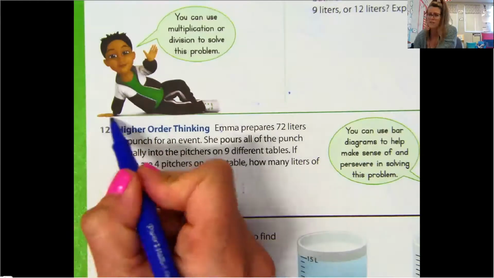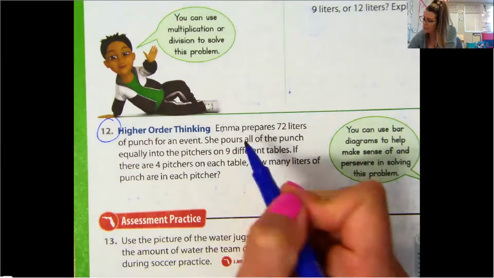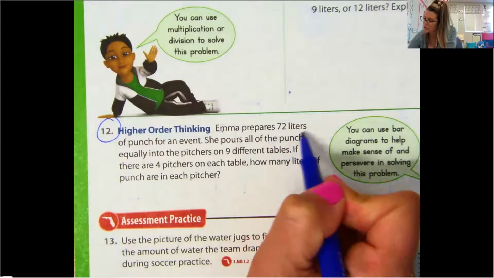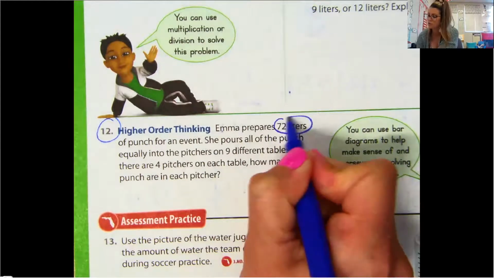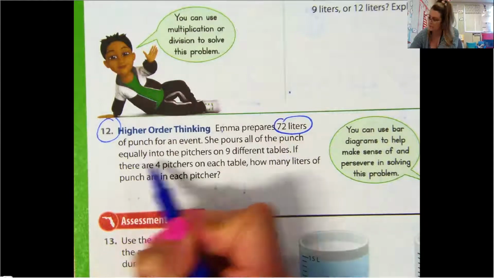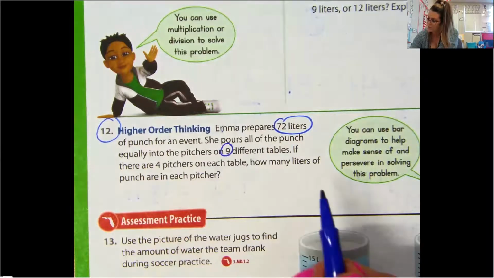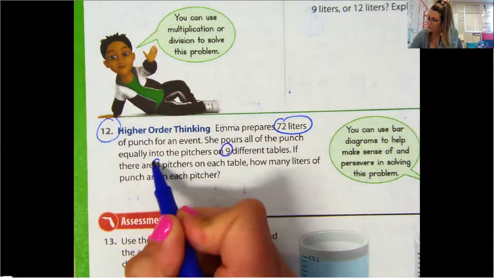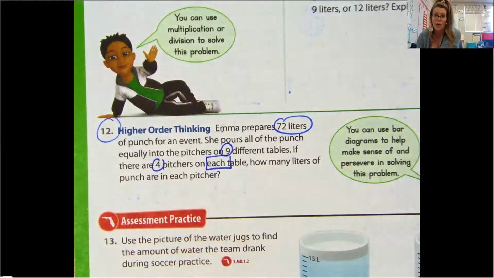So number 12 is a little tricky. You really got to think about this one. Emma prepares 72 liters of punch for an event. Okay, so we know all together she's got 72 liters. She pours all of the punch equally into the pitchers on 9 different tables. If there are 4 pitchers on each table, how many liters of punch are in each pitcher?